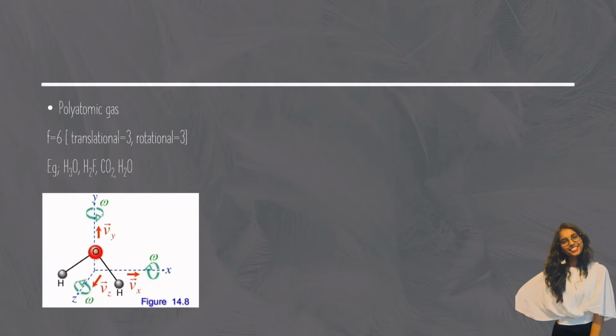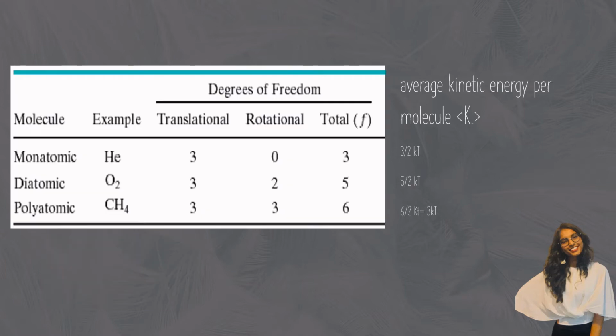For polyatomic gas, the total degrees of freedom is F equals 6, which includes 3 translational motions and 3 rotational motions. Examples of polyatomic gas are H3O, H2F, carbon dioxide and also water.